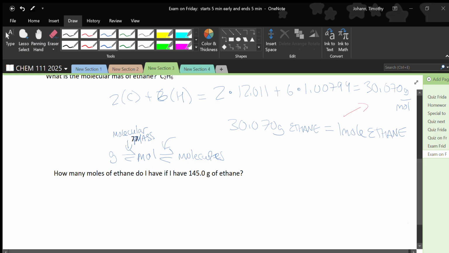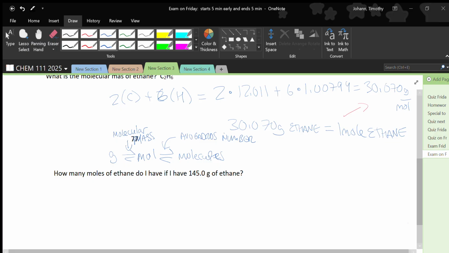And if I want to go from moles to molecules, what do I use there? Avogadro's number. Avogadro's number, right. I'll spell Avogadro correctly on the test. Okay, but that's how I get back and forth. Those are my conversion factors, all right?